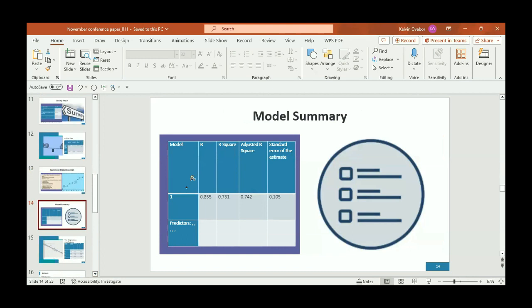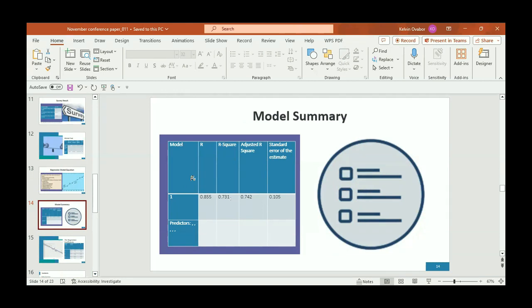Now, if you look at the multiple regression model summary here, you can see that the R value is 0.855, while that of the R square is 0.731, while the adjusted R square is 0.742. The adjusted R square of 0.742 means that 74.2% of the variability in the dependent variable is accounted for by the predictor variable, which is significant, far more than half, as you can see there.